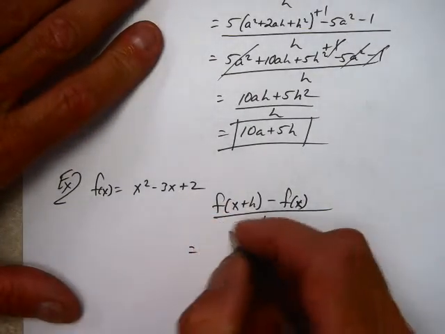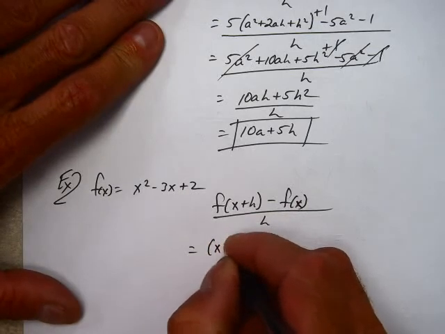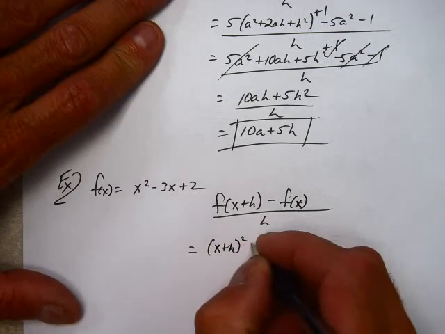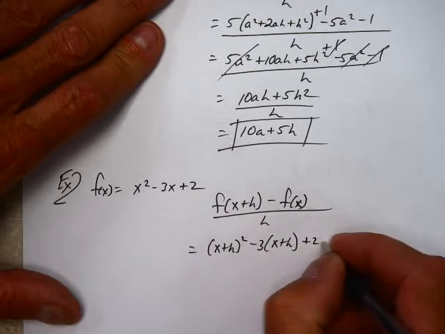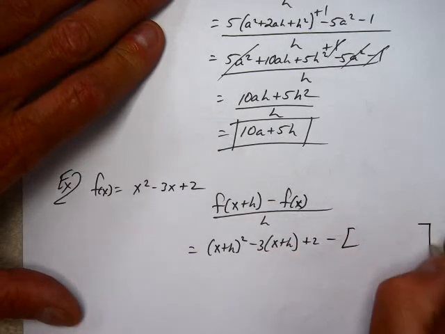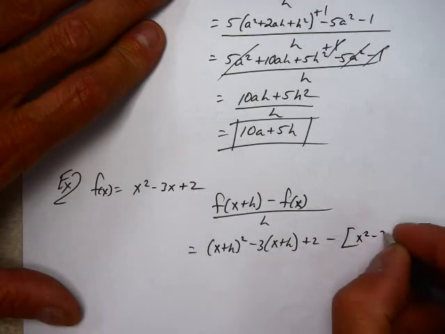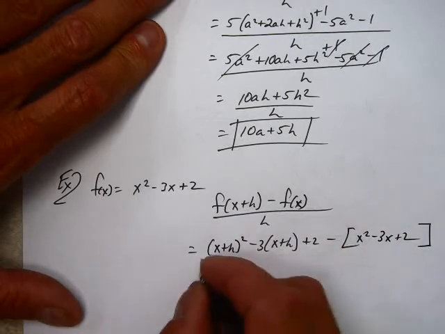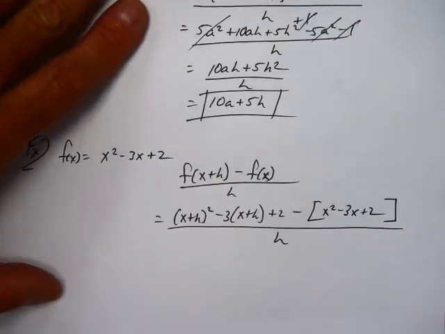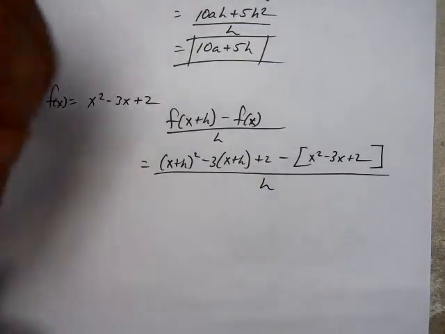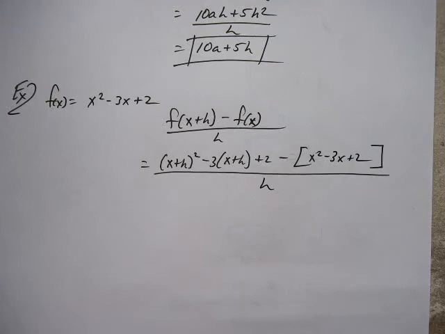Okay, so here we go. Equals x plus h squared minus 2 minus. If you weren't quite sure, maybe you should check your first step. I have my first step up and rolling.